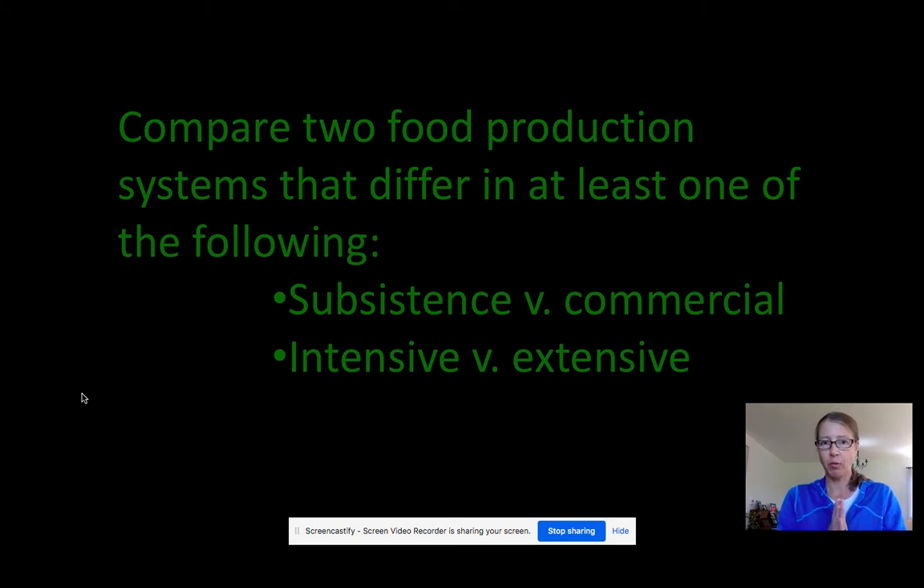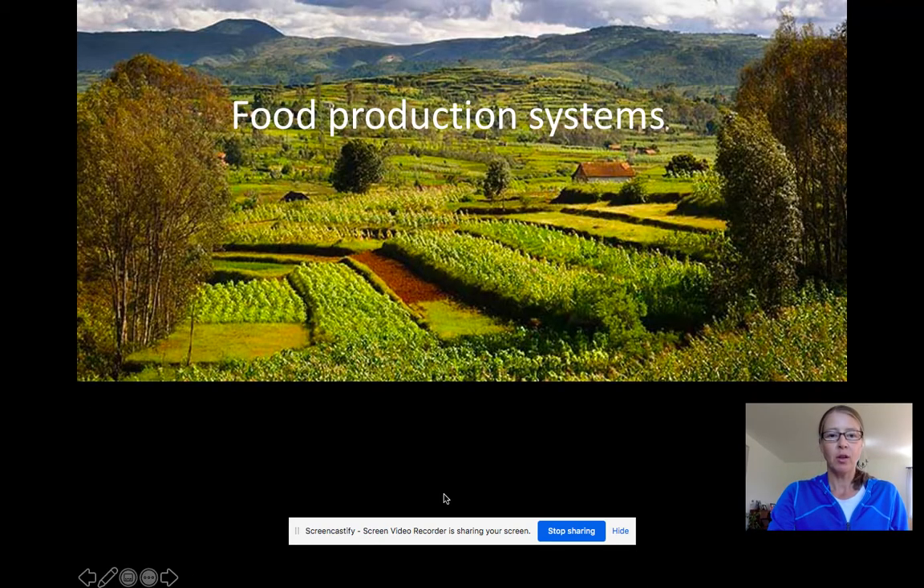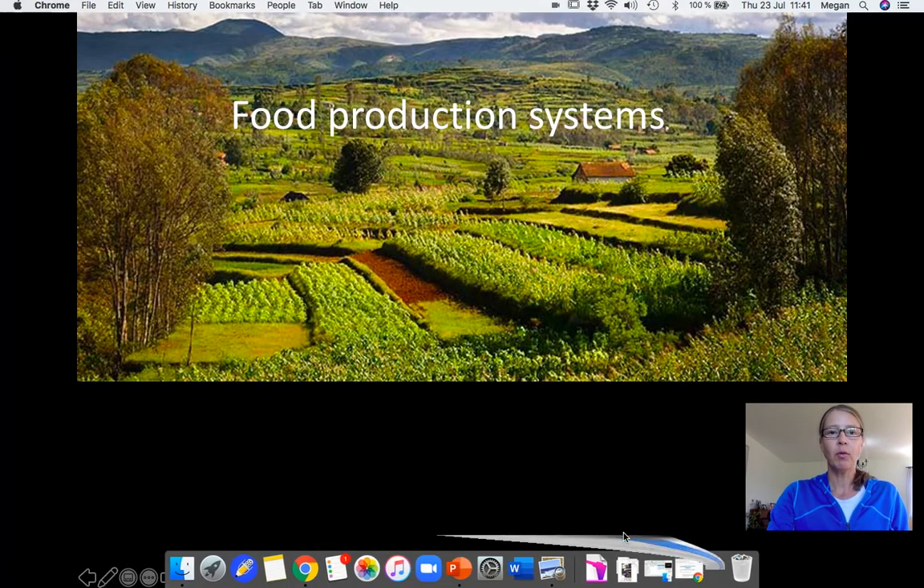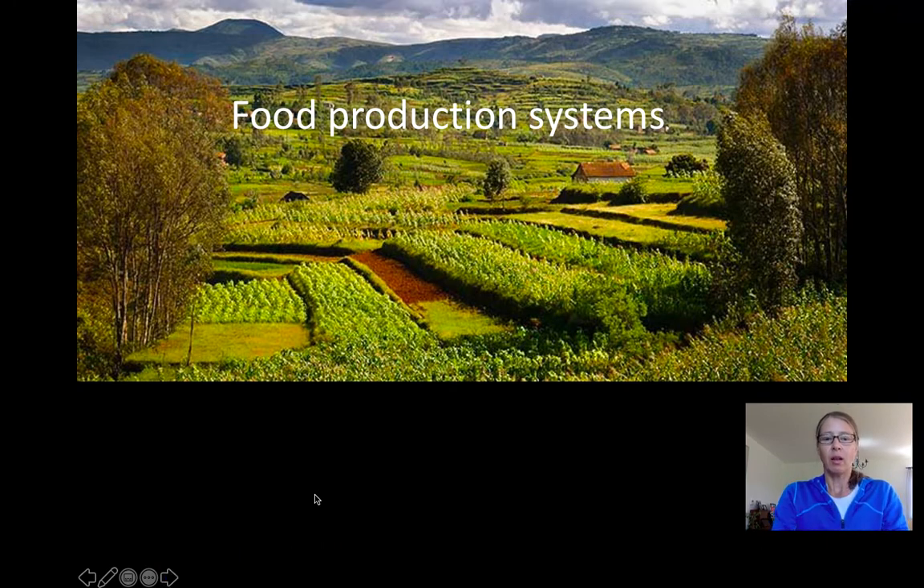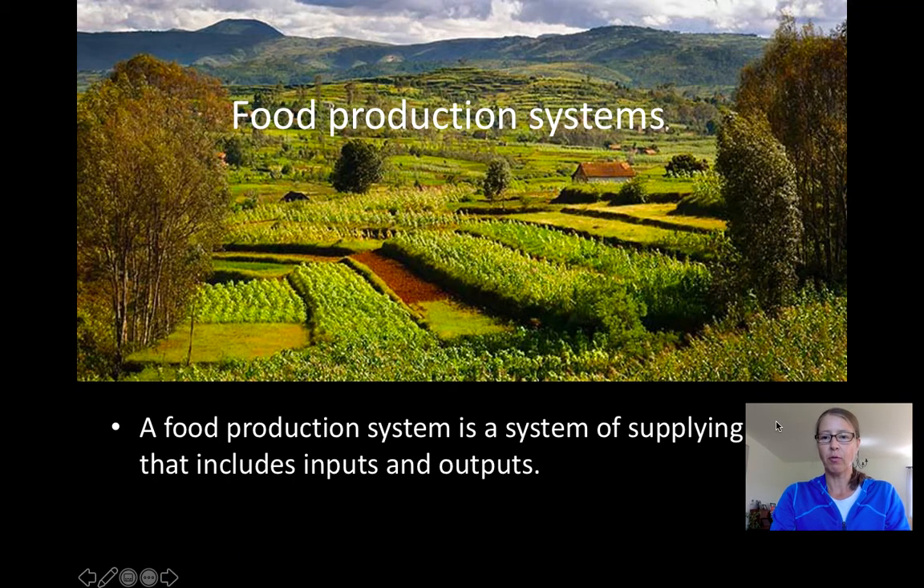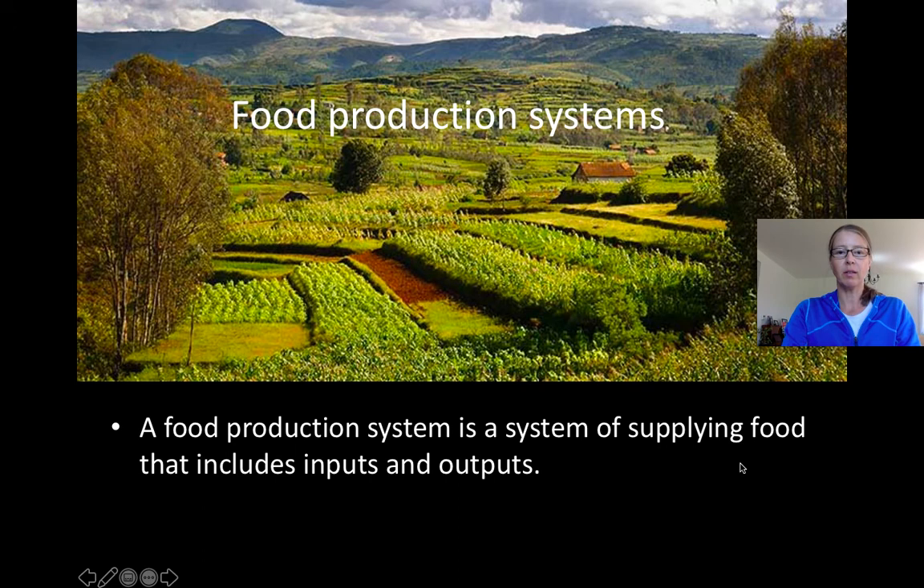First of all, food production systems, what are they? And then we're going to define subsistence, commercial, and intensive versus extensive so you can get some ideas about where you might want to look. All right. So, food production systems are any systems that are going to supply food. And that's going to include inputs and outputs.